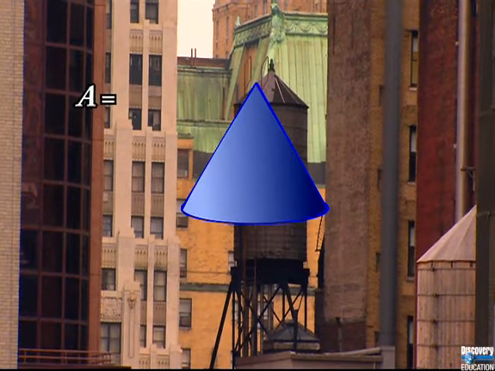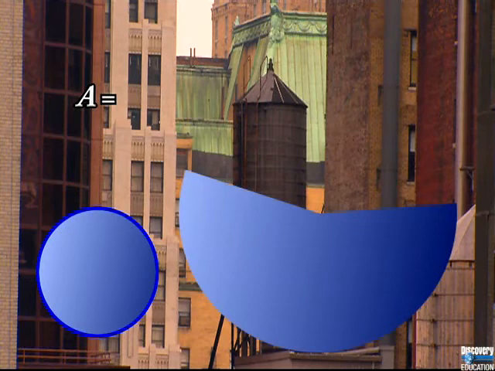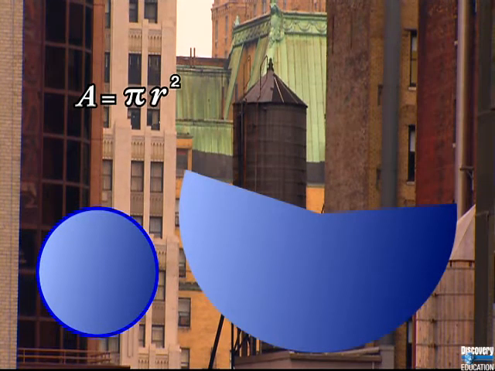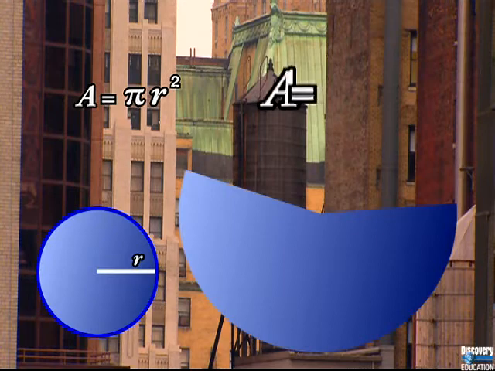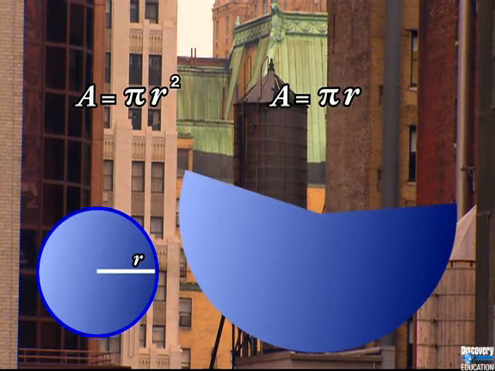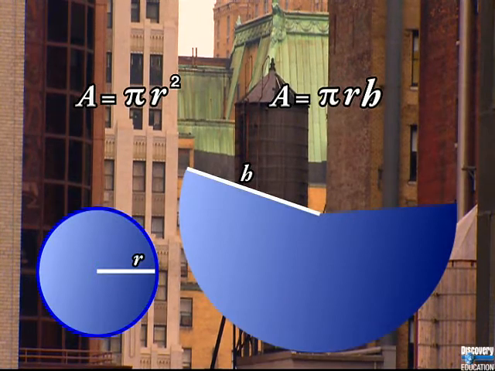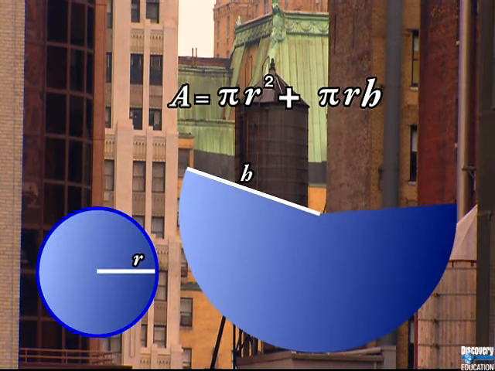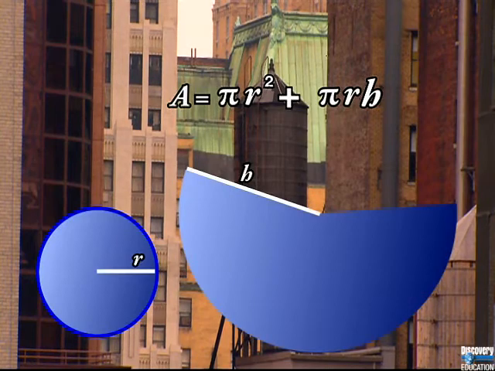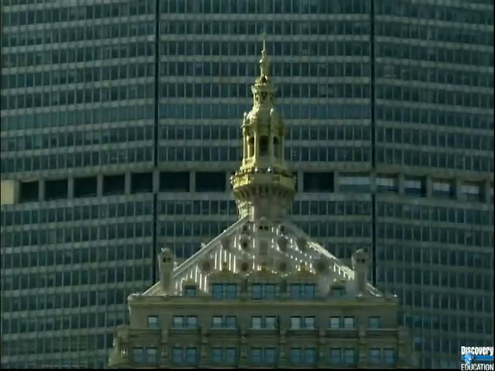To figure out the surface area of a cone, break the cone down to its base, a circle, and surface. The area of a circle is pi r squared. R is the radius. The area of the surface is pi r times height along the surface, also known as the slant height. Add the area of the base circle to the area of the surface to get the surface area of a cone, pi r squared plus pi rh.